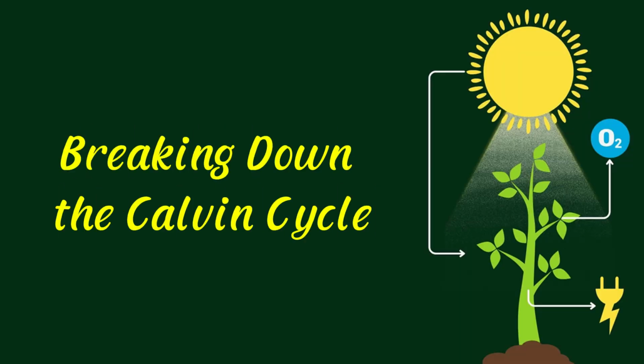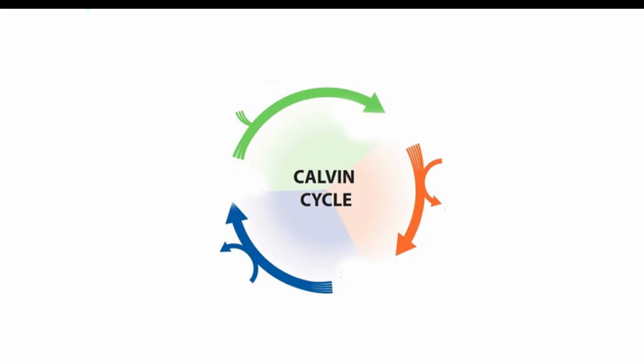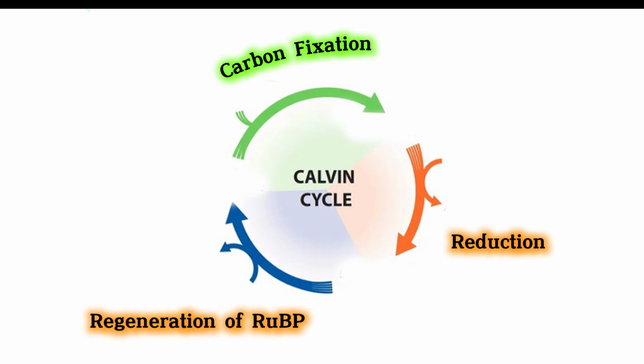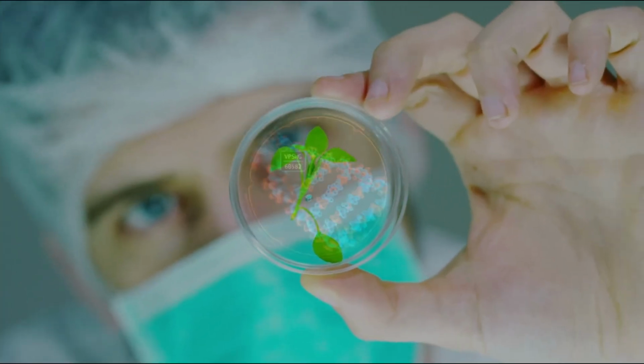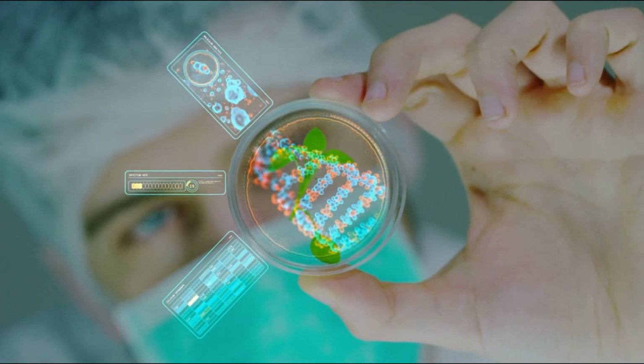Breaking down the Calvin cycle. The Calvin cycle consists of three main stages: carbon fixation, reduction, and regeneration of RuBP. Let's go through each stage in detail.